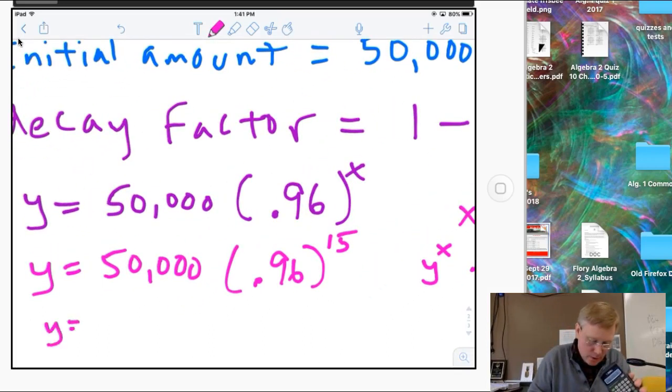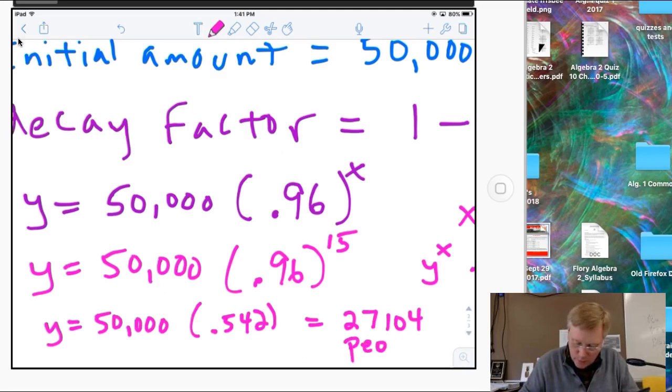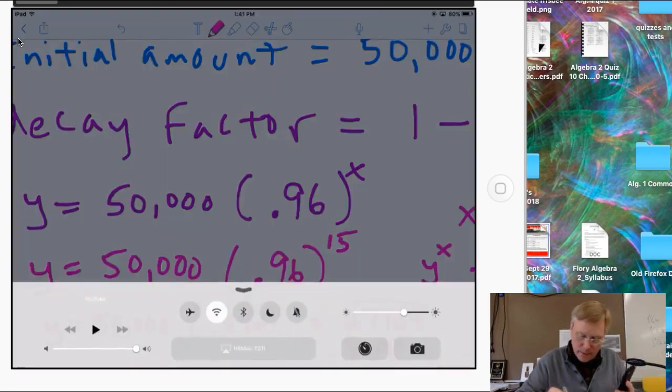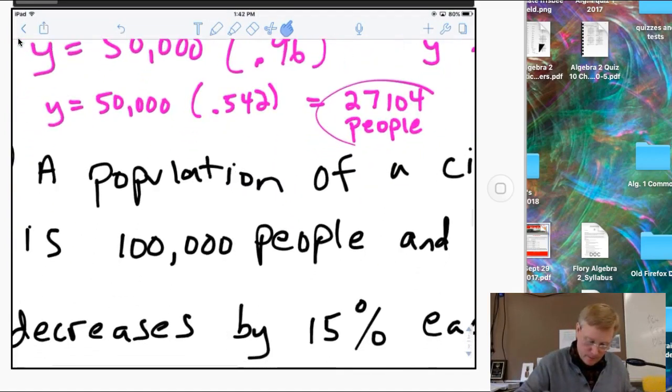So if I go y equals 50,000 times 0.542, but I just leave it in there, and then I multiply by 50,000, I get the most exact answer. And sometimes it will round it off some. It will make a difference depending on how much you round off. So I got 27,104. And I think that was people since it was a city. And that's the answer. Okay? All right, so that's that problem.